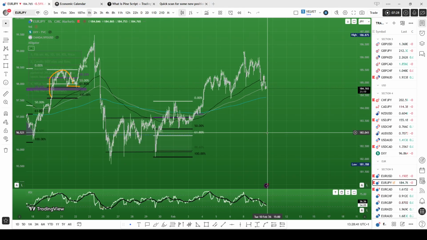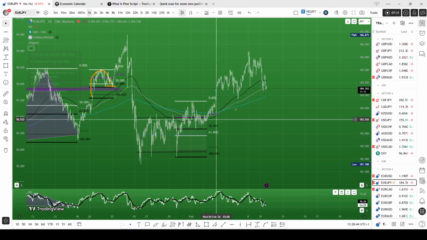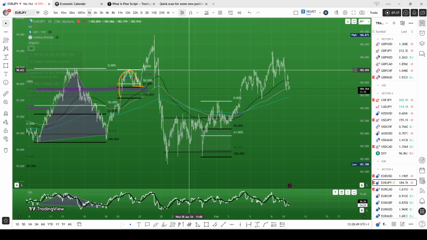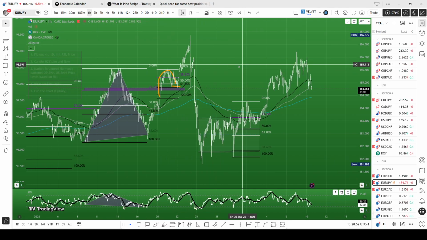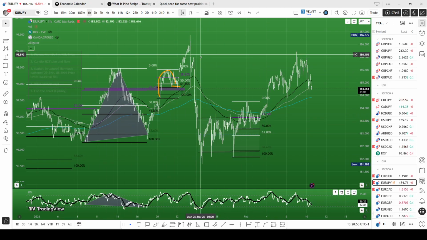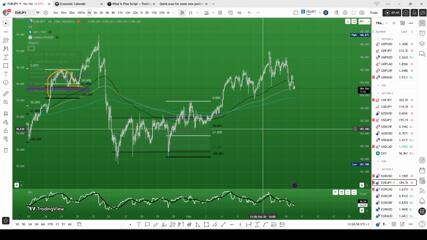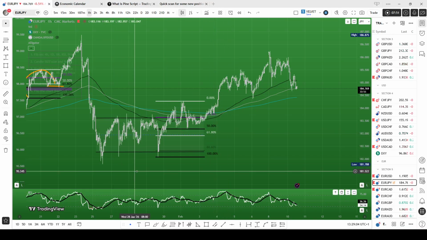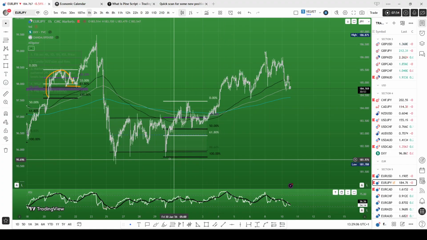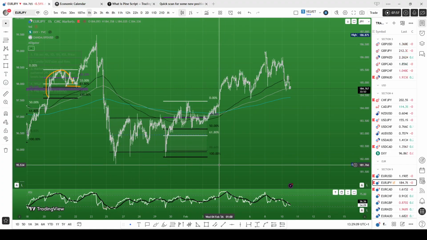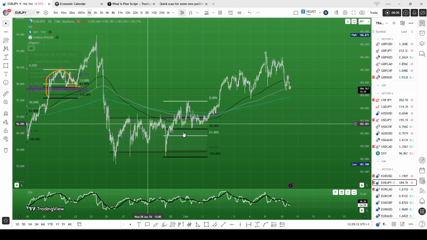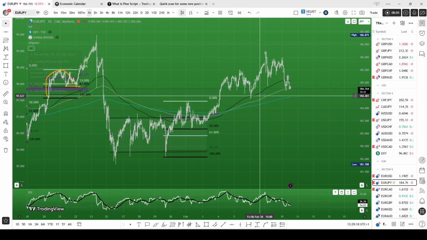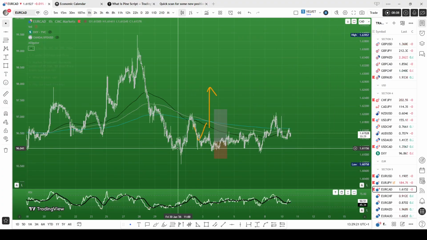Euro JPY. Short-term uptrend. Long-term consolidative market, choppy market. Doesn't guarantee anything. We don't have volume, which is not good in our new strategy. EuroCAD, very choppy structure.